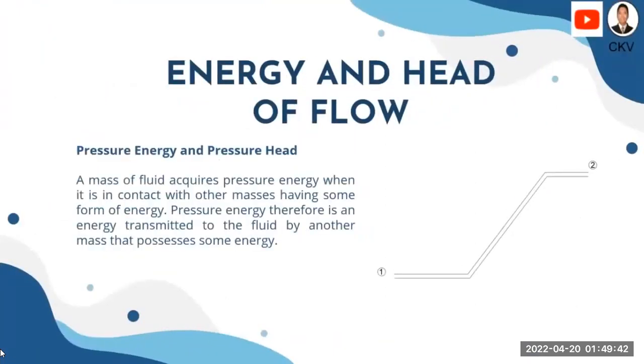Next, we have the pressure energy. So a mass of fluid acquires pressure energy when it is in contact with other masses having some form of energy. Pressure energy, therefore, is an energy transmitted to the fluid by another mass that possesses some energy. So pressure energy is also under the potential energy, and we have an equation for the pressure energy of W multiplied by the pressure divided by the unit weight. Okay, so the pressure head, if we divide it by the weight, we will have the pressure divided by the unit weight of the fluid.